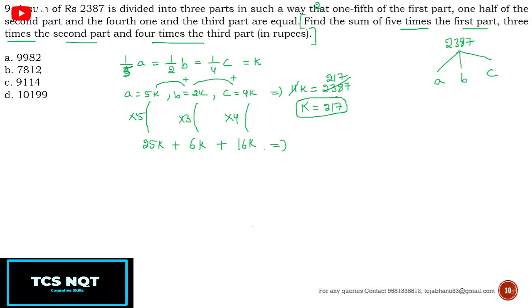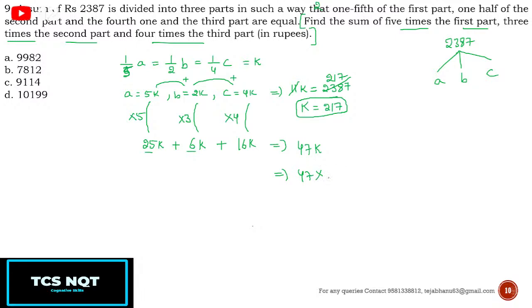a total. Come on, try to add this and tell me. 25 plus 6, it's 31. 31 plus 16. Total how much? 47K. See, have a look.